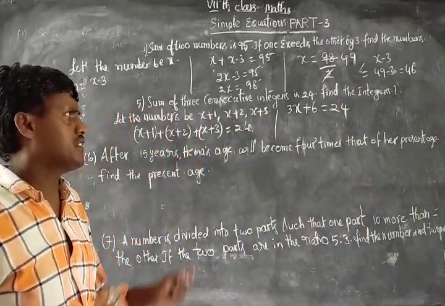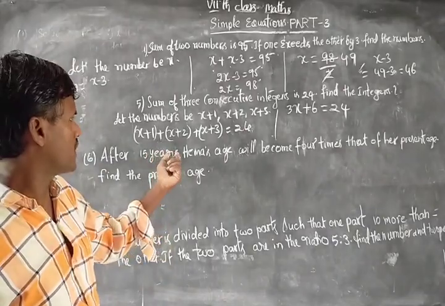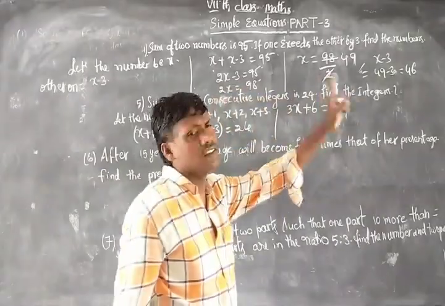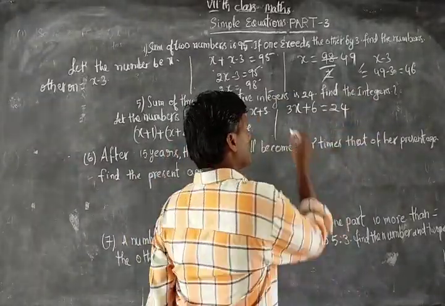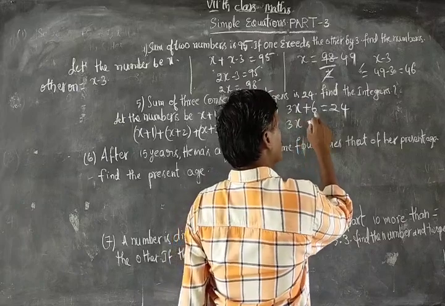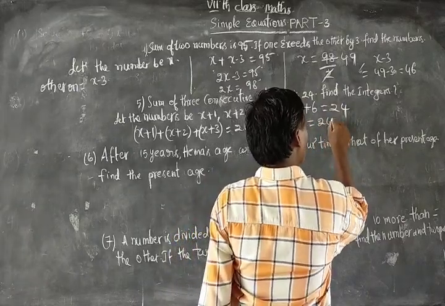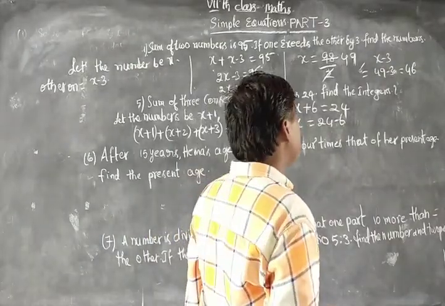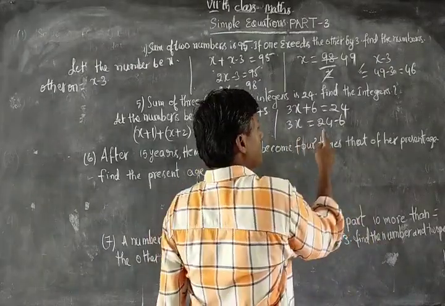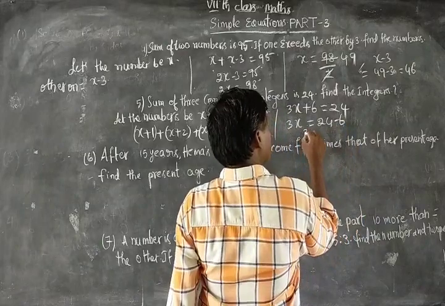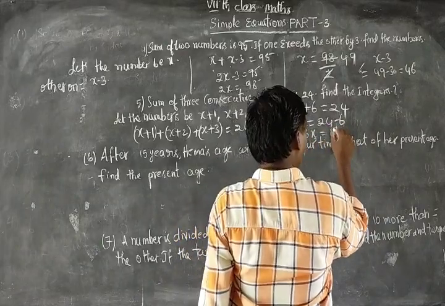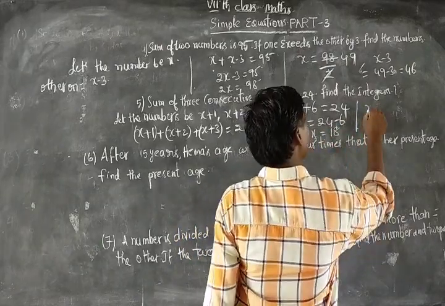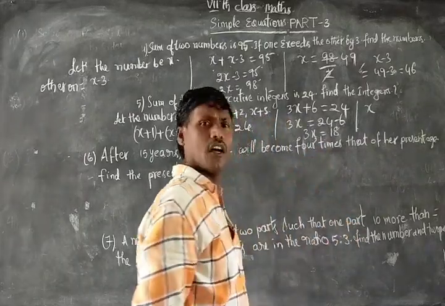Again we have to take x as the subject. When you transpose 6 to the right side, how would you take that? 3x is equal to 24, plus 6 becomes minus 6, and the difference between 24 and 6 gives 3x is equal to 18. Then I am going to take x as the subject.